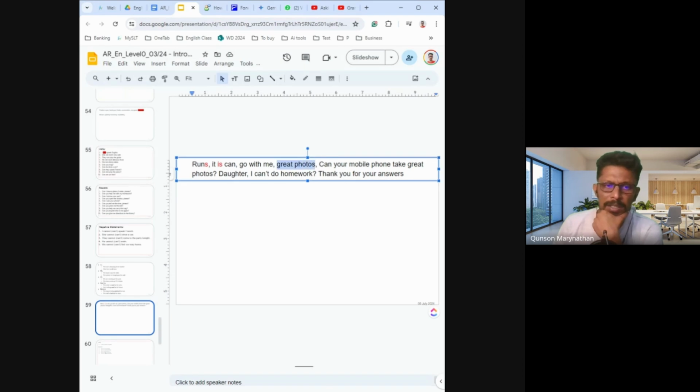Great photos. Again, this is a nice word usage. When you say good photos, nice photos, and then great photos, it means you are a very good photographer. Can your mobile phone take great photos? Here, the question is about your mobile phone, so this is the subject. You are not the subject. So when you answer, you have to say, yes, my mobile phone can take great photos, or no, my mobile phone cannot take great photos, or my mobile phone can't take great photos.